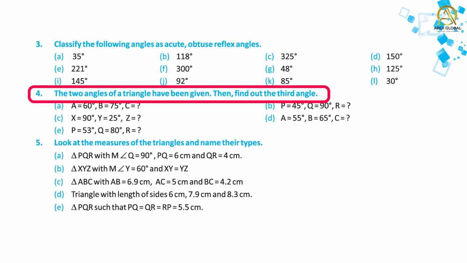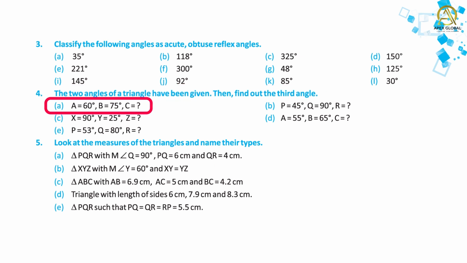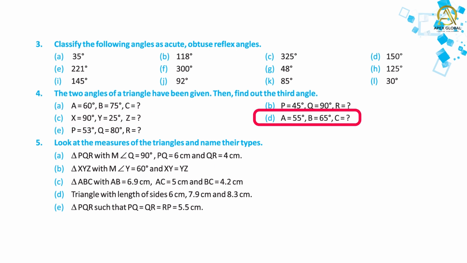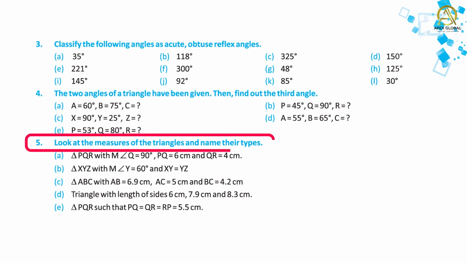Question 4. The two angles of a triangle have been given. Find out the third angle. A. 60 degrees, 75 degrees. B. 45 degrees, 45 degrees. C. P equals 45 degrees, Q 90 degrees, R 45 degrees. C. X 90 degrees, Y 25 degrees, Z 65 degrees. D. A 55 degrees, B 65 degrees, C 60 degrees. E. P 53 degrees, Q 80 degrees, R 47 degrees.